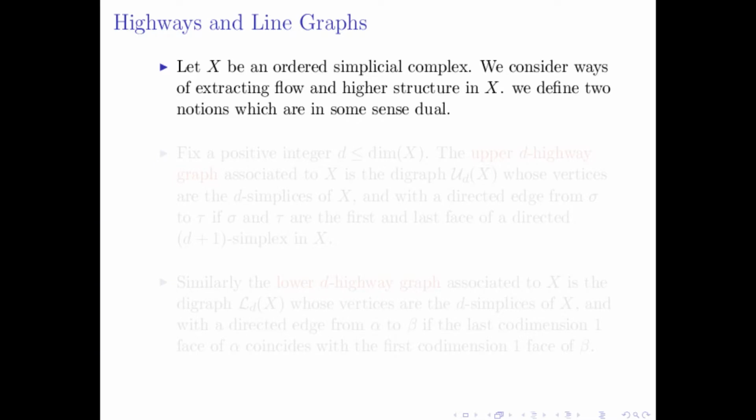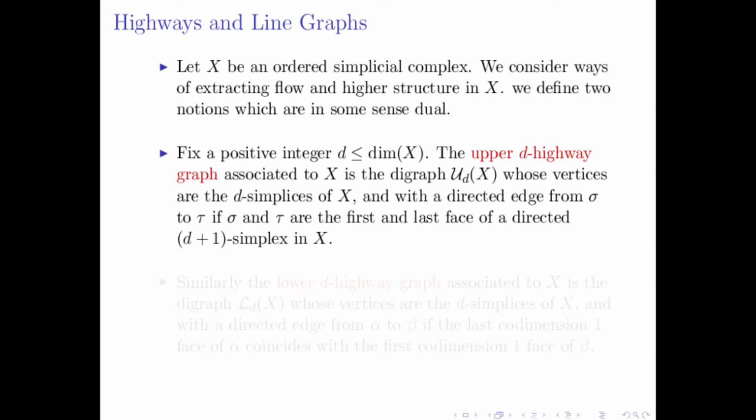So let's say that you have an ordered simplicial complex, right? You want to consider ways. The motivation that we have is coming from neuroscience. Neuroscience is basically the study of systems of neurons connected in a directed way, and there's a flow of information which determines everything the brain does. So we want to consider ways of extracting flow and higher structure from such ordered simplicial complexes. So we define two notions which are in some sense dual.